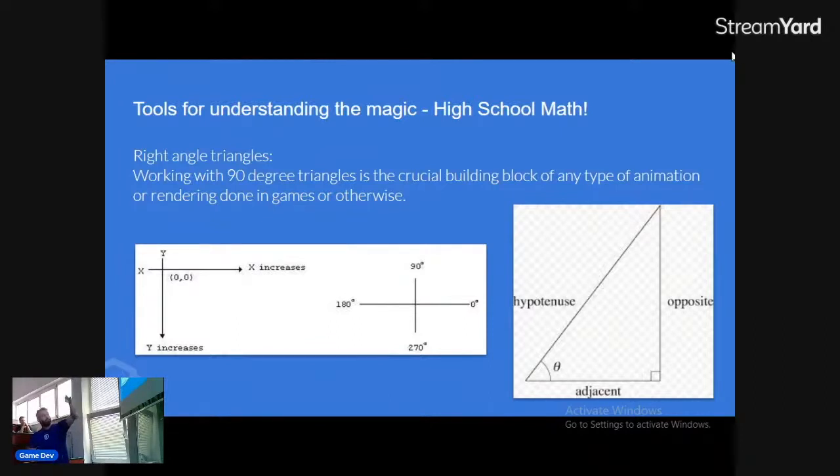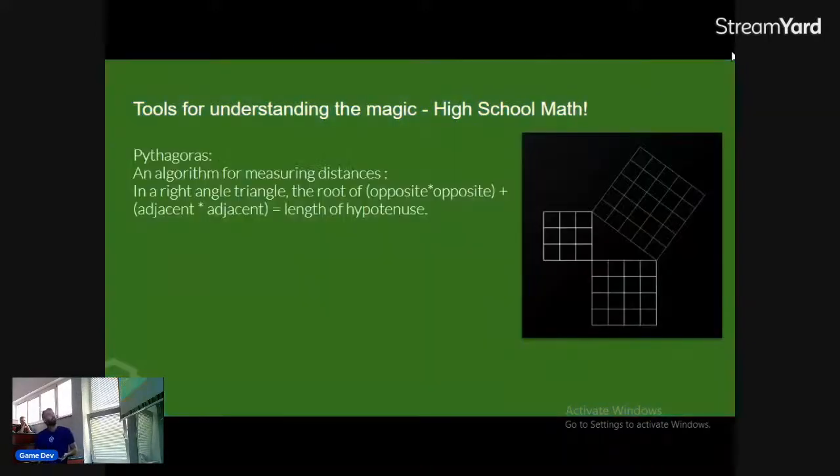The second thing we all need to be aware of is the angles that we're working with: 0 on the right, 180 on the left, and our XY coordinate system, which starts from the top left, because we're working on a 2D screen, and they usually work like this.